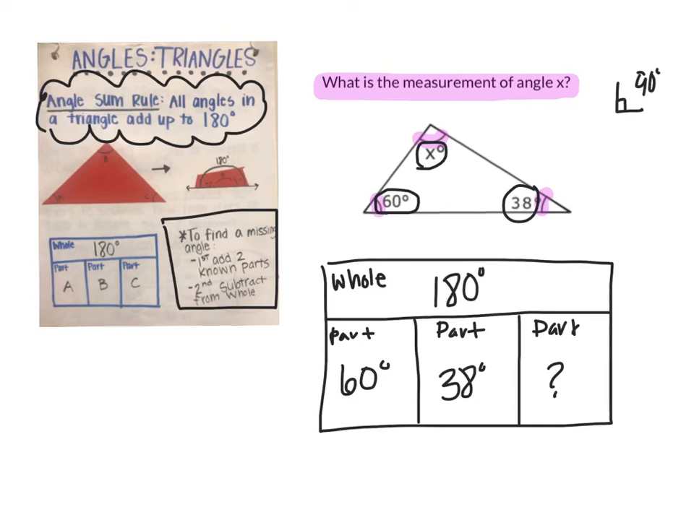So I'm given my whole. We've got 2 parts and a missing part. This tells me that we are going to subtract our parts from our whole to find our missing part. So there's really 2 different ways that we could solve this. If we wanted, we could add 60 plus 38 and then subtract it from 180, or I could just subtract each part one at a time. Let's go ahead and do that. So we start with our whole, 180 degrees. First, I'm going to subtract 60, my first part.